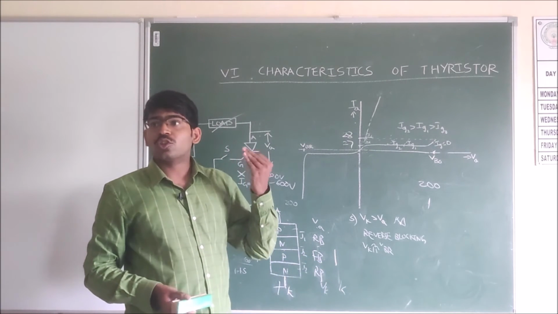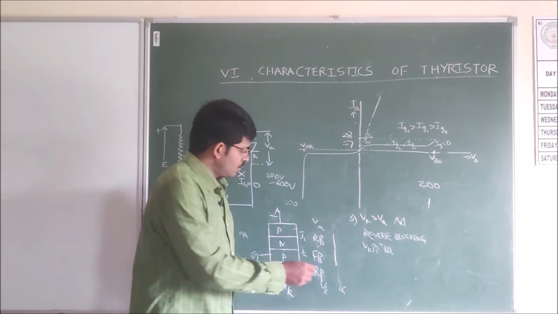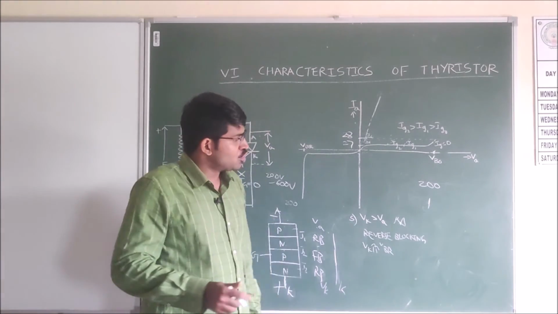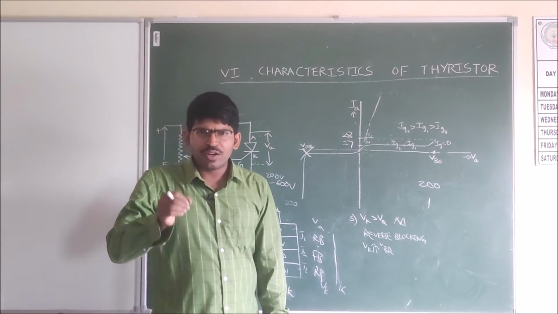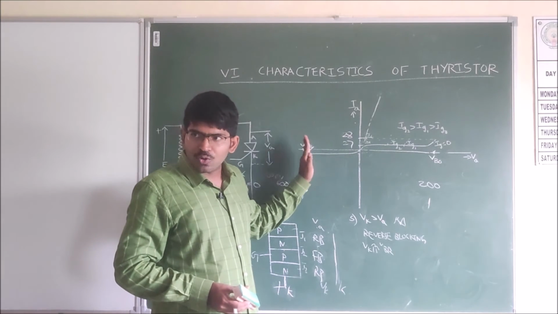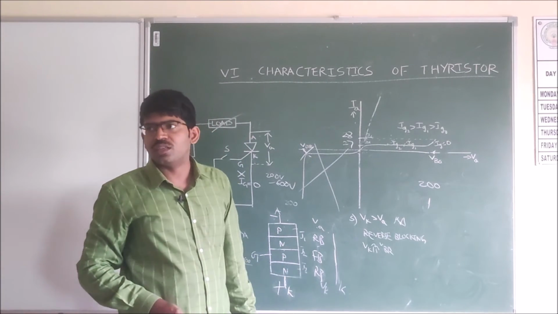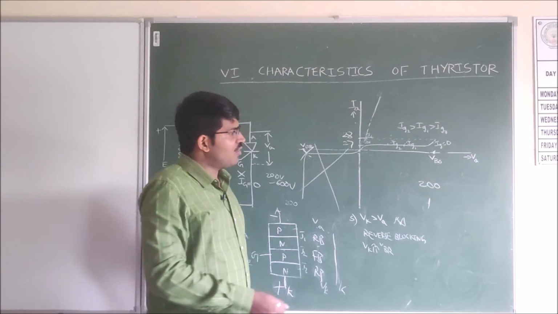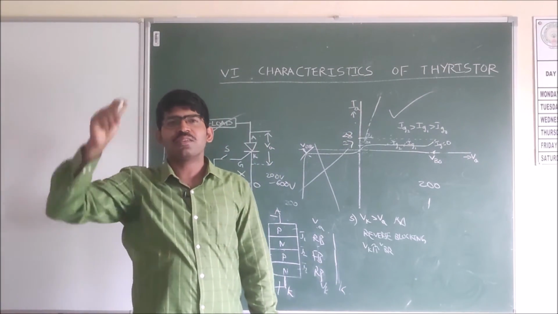If we increase the cathode voltage further, J1 will break down, J3 will break down, then the thyristor will get damaged. So we should never increase the reverse voltage. We should never give the voltage to the cathode up to the reverse breakover voltage. We never operate the thyristor in this region. The thyristor is a unidirectional device, so we always operate it in this region.